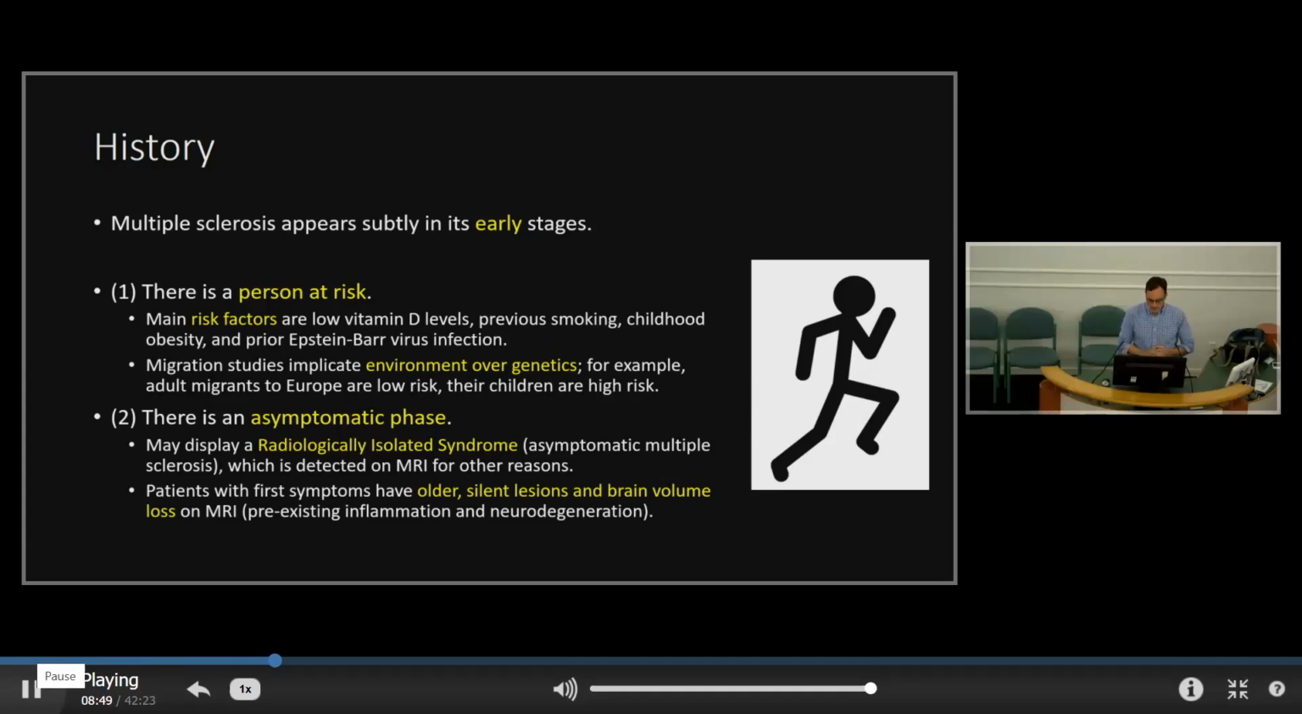So when patients do get their first symptoms at some point, having the RIS increases the chances of becoming MS, okay? Then actually, when you do the MRI on a person who's just developing symptoms, they almost always have other silent lesions that you can't correlate with the clinical presentation that have probably been there for some time. And they also already have some brain volume loss, okay? So that means there's pre-existing inflammation and neurodegeneration before the symptoms occur. So the MS process starts likely years or even longer before the first symptoms. Make sense?